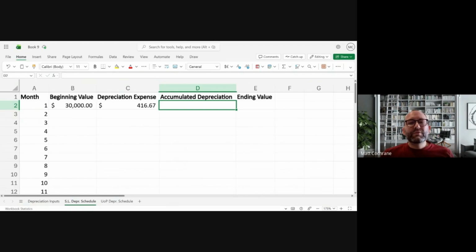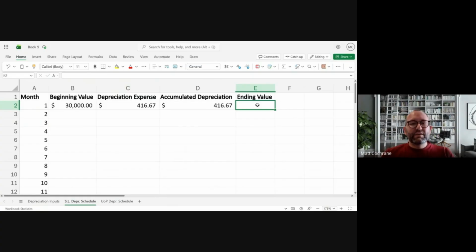Now, we want to keep track of the accumulated depreciation. So how much depreciation has accumulated over the life of this asset. Okay, and this becomes important for future reference when we're creating our net worth statement. So for now, this value is simply equal to the depreciation expense.